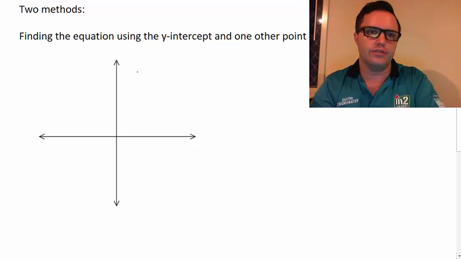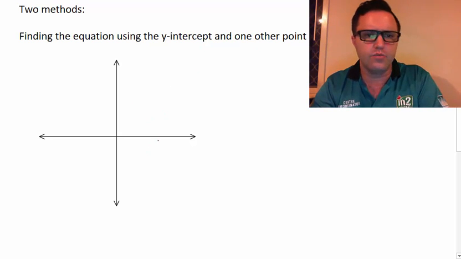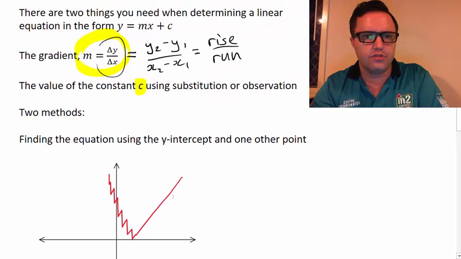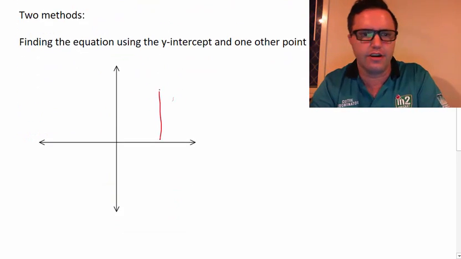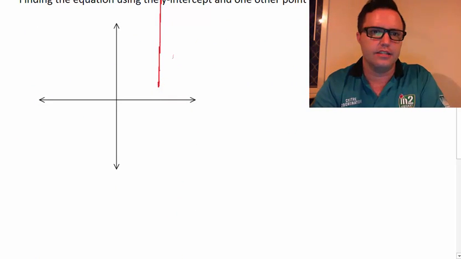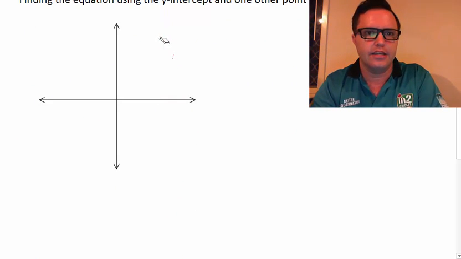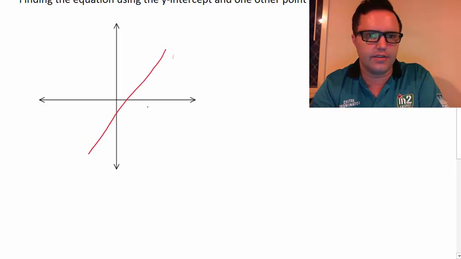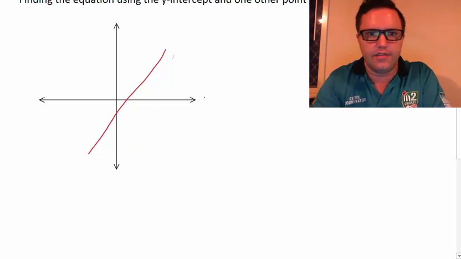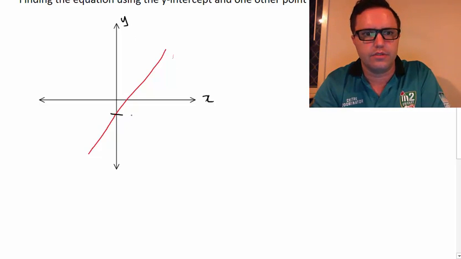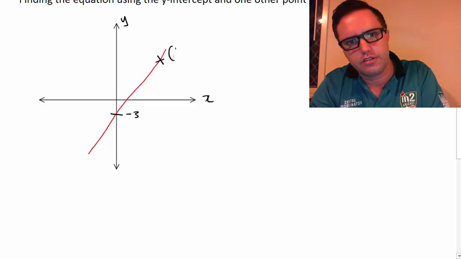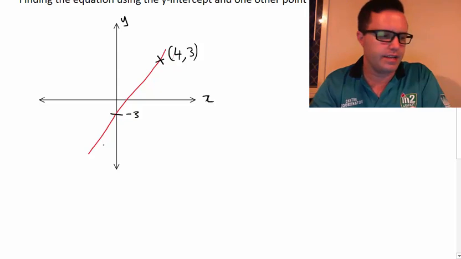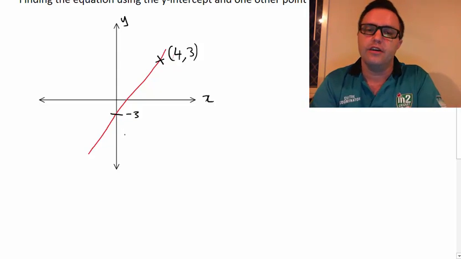The first one is finding the equation using the y-intercept and one other point that we've been given. So let's draw a graph here. Okay, let's try again. Okay, drawing a nice line here. Let's say to ourselves that here we have an x-axis, here's our y, this is y equals -3, and let's say there's just some other point on the line that we've been given, which is (4, 3). Okay, now the first thing we need to do is find our gradient.